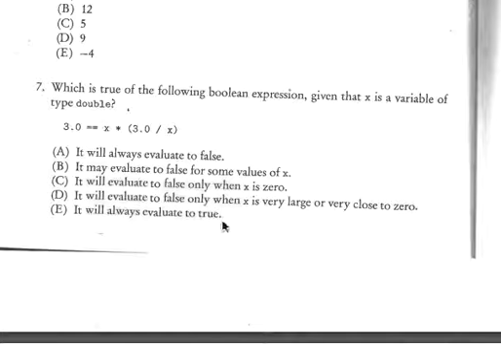And then E, will always evaluate to true. That is not the case for reasons we've gone over. So the best answer is right here. It is B.